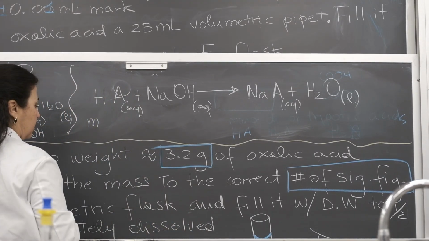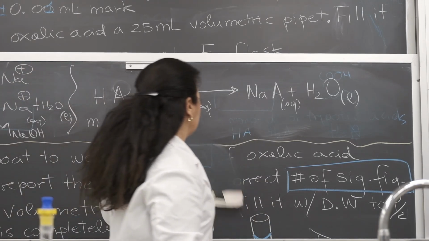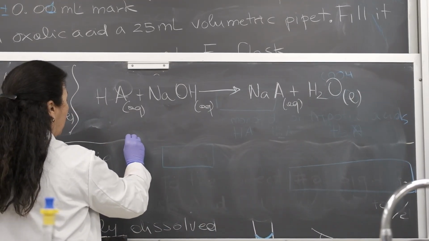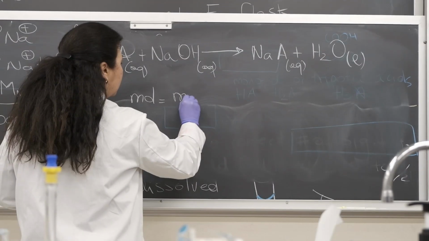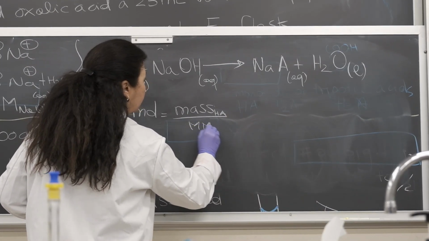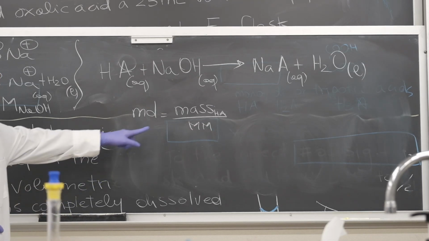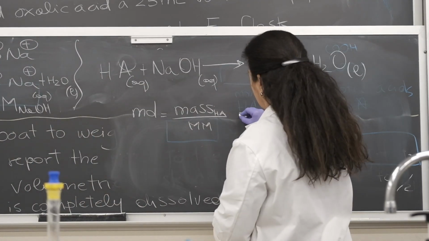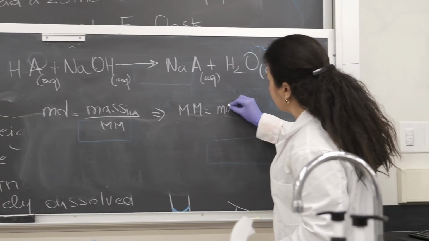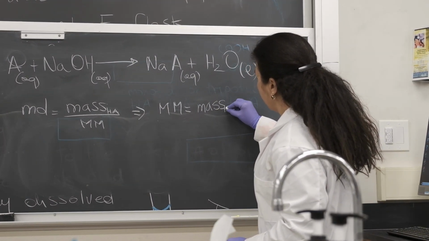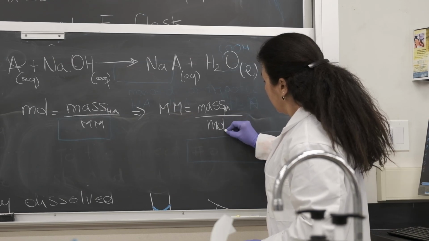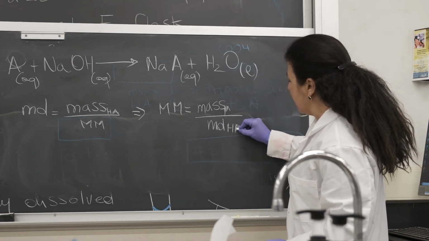We know the moles. Let me erase this part here. We know that moles are equal to the mass of the unknown acid over the molar mass. So in order to figure out the molar mass of the acid, I have to divide the mass of each of the three acids by the moles of the acid. How do I find the moles of the acid?